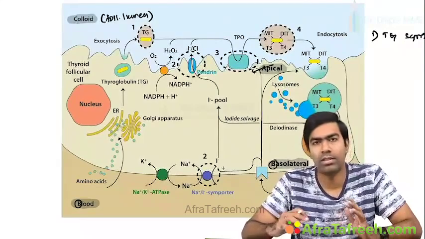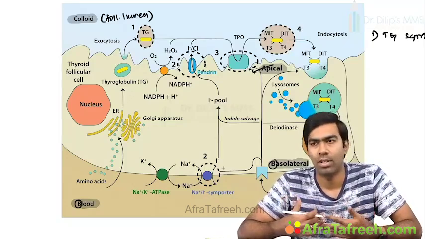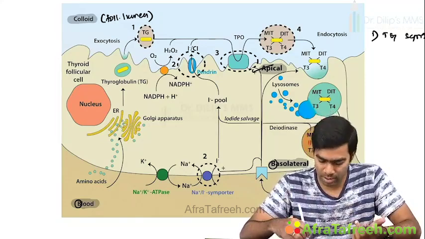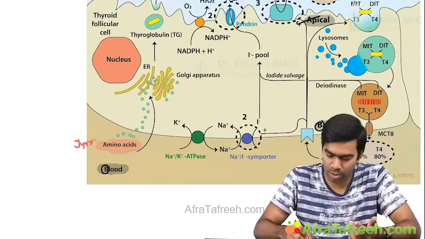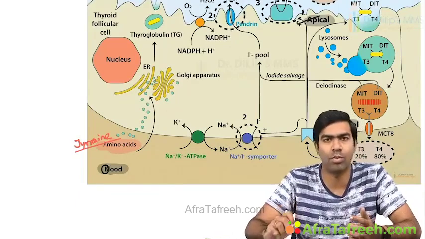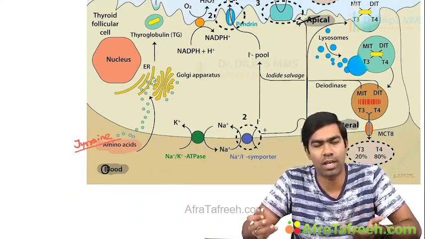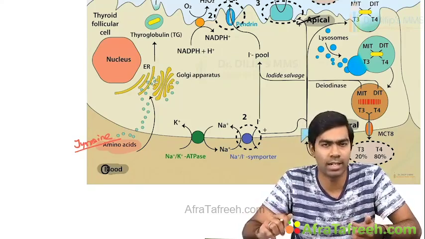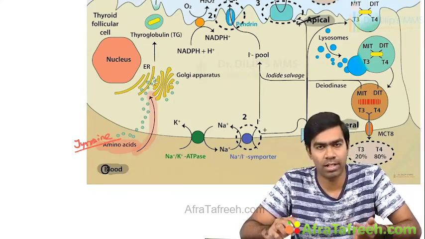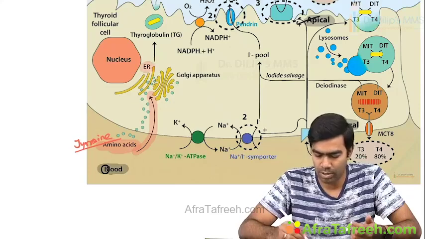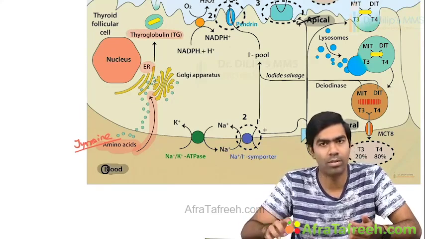Remember, the ingredient needed to synthesize thyroglobulin is one important amino acid. You know what amino acid they need? It is tyrosine. This is the most important ingredient for the synthesis of thyroglobulin, which means later on, to synthesize the thyroid hormones also, tyrosine is the most important ingredient that we need. So they take up this tyrosine from the basolateral side, from the blood, and process it in the endoplasmic reticulum, and they synthesize the thyroglobulin molecule.